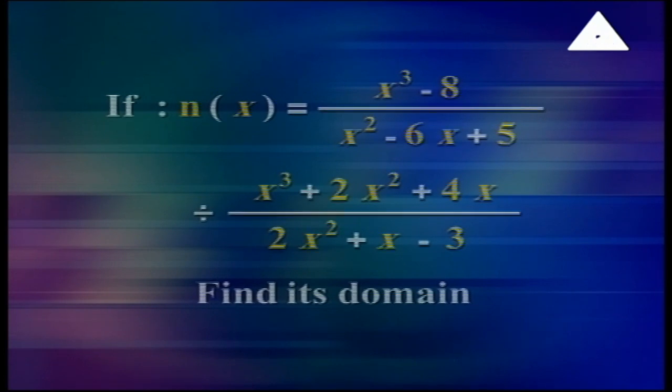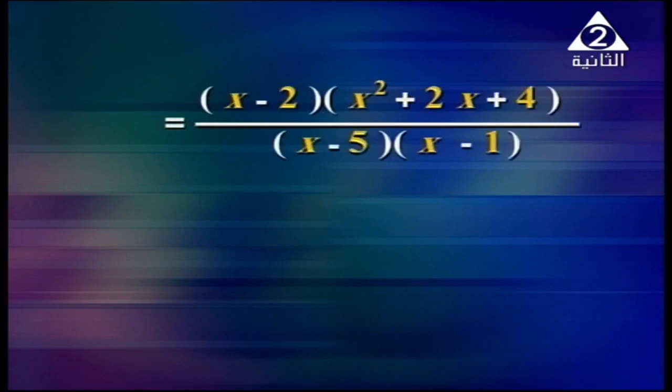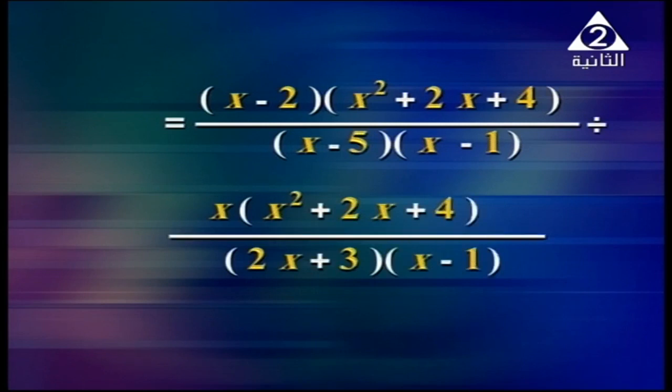How? By this way. n of x equals (x minus 2), which is the factorization of x to the power of 3 minus 8, and the big bracket is (x squared plus 2x plus 4). What about the denominator? It's (x minus 5)(x minus 1). Then it is divided by, you are going to take a common factor x from the numerator, so it is x(x squared plus 2x plus 4) over, by factorization of the denominator, you are going to find that it is (2x plus 3)(x minus 1).